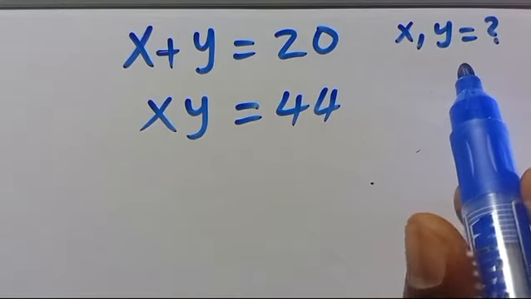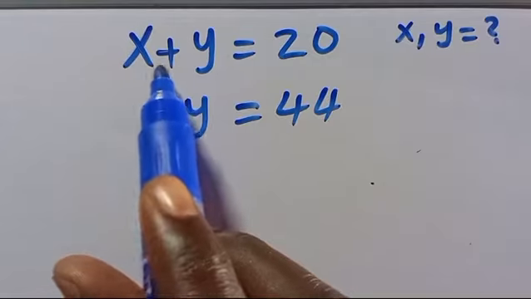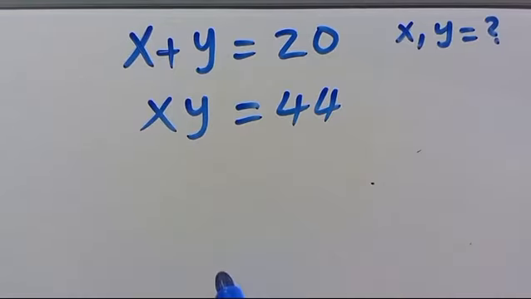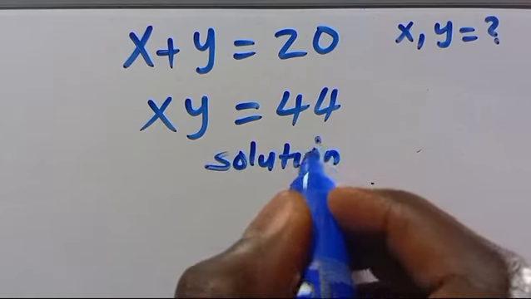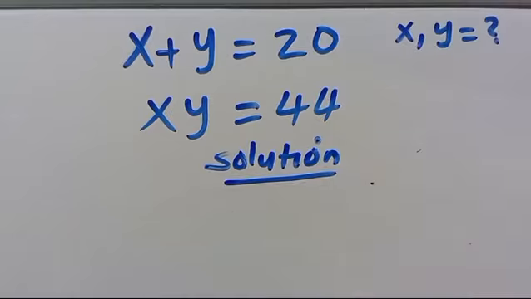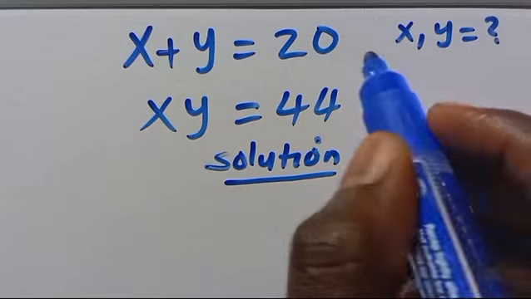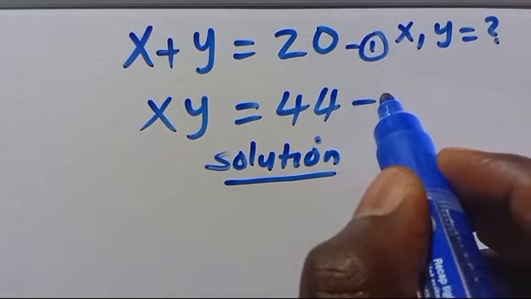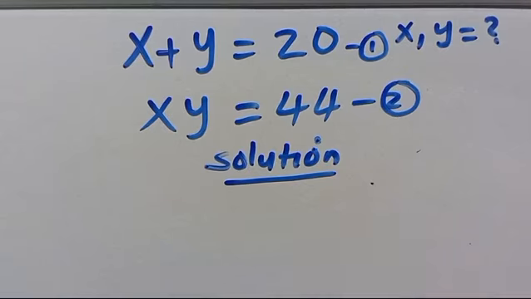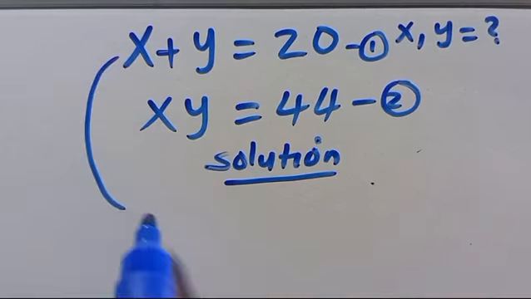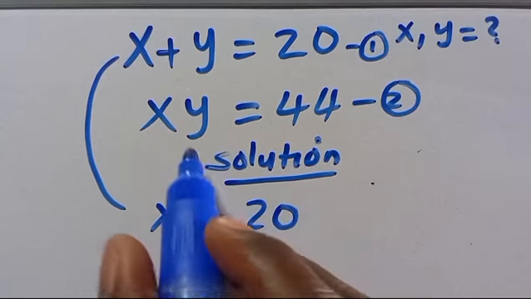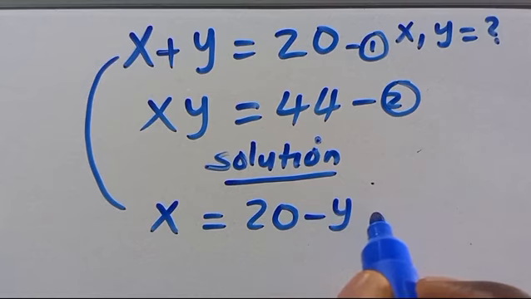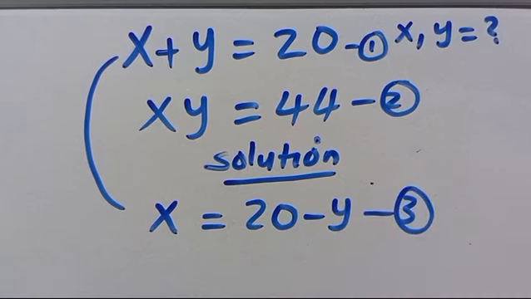What is the value of x and y given that we have x plus y equals 20, xy equals 44? So from here, let's name this as equation 1. Let's name this as equation 2. Let's recall from here. So we are going to have x equals 20 minus y. Let's name this as equation 3.